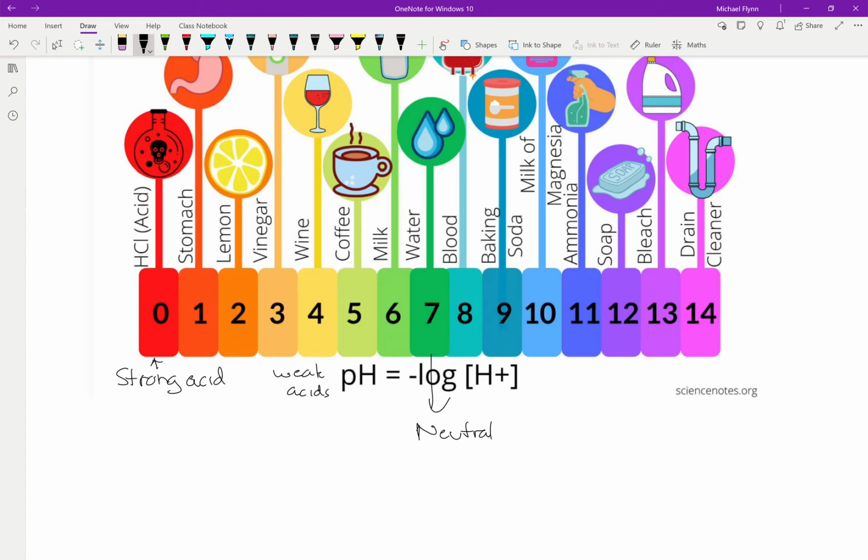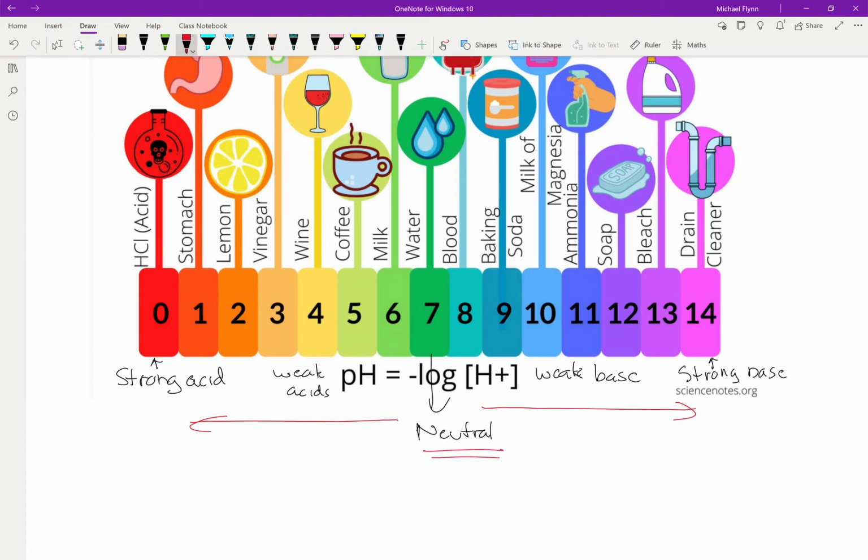Anyway, so that's neutral. Now, going to the other side of the scale, the drain cleaner on this end is a strong base. It's a very strong base, has a pH of 14. Now, when you get here, ammonia and milk of magnesia, baking soda and stuff like that, these are weak bases that have pH of 8, 9, 10, 11, that kind of thing. So these are weak bases. And so if you look at the scale, and I'm going to try to change color, going this way, you're getting a stronger and stronger base. Going that way, you're getting a stronger and stronger acid.